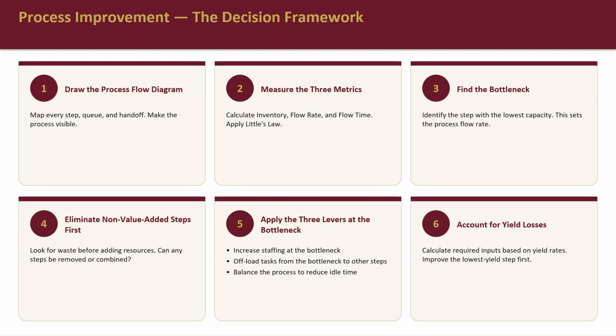4. Eliminate non-value added steps first. Look for waste before you spend on resources. 5. Apply the 3 levers at the bottleneck: staffing, offloading, and balancing. And 6. Account for yield losses. Work out the input you need and improve the lowest yield step first. Notice the order matters. The cheap diagnostic work comes before the expensive fixes. Follow these 6 steps and improvement stops being guesswork.